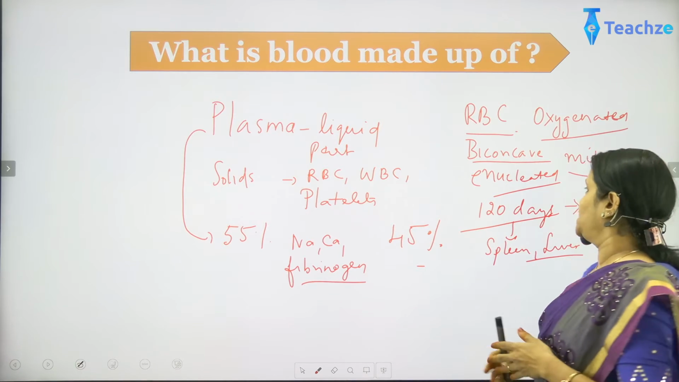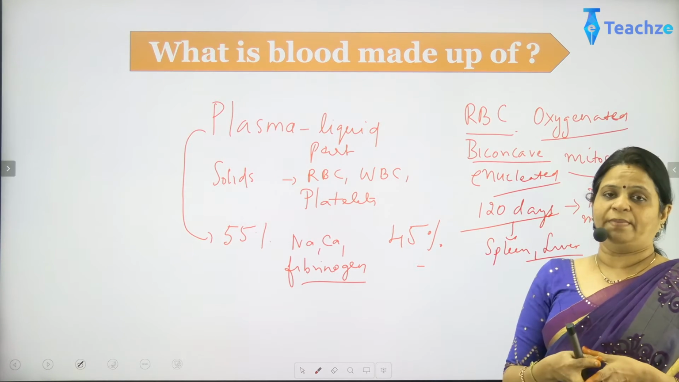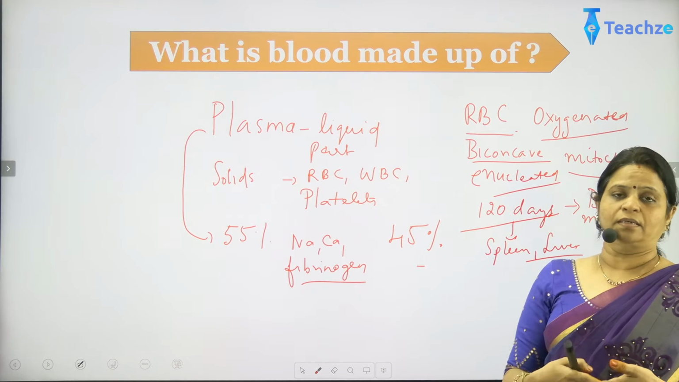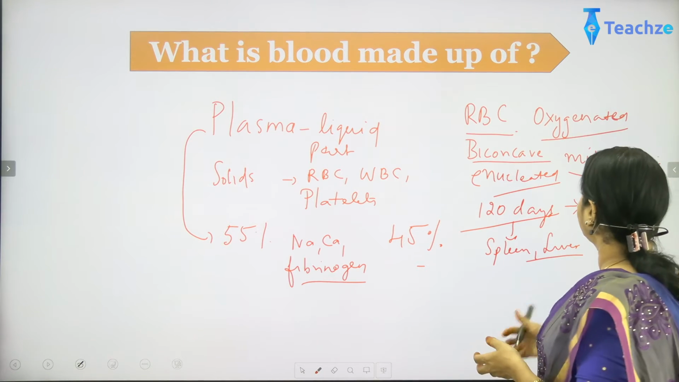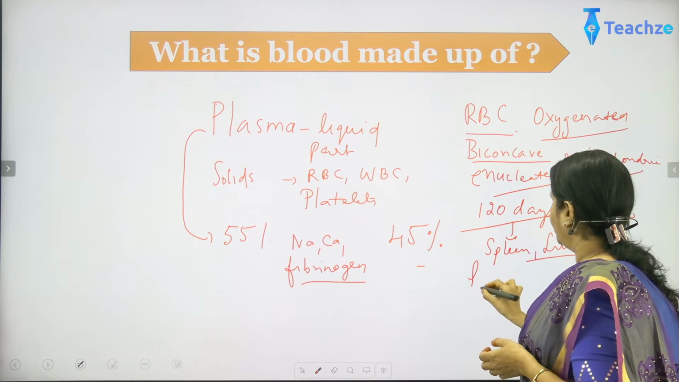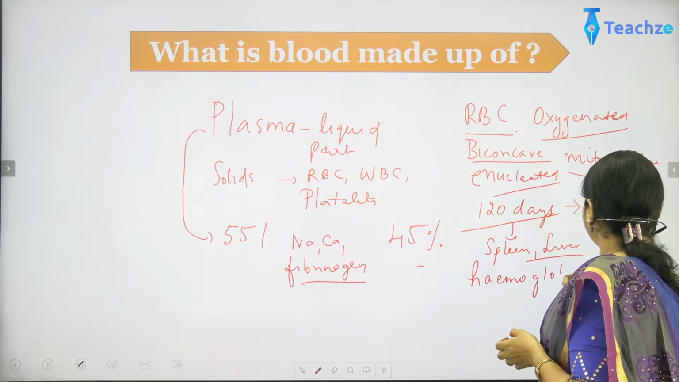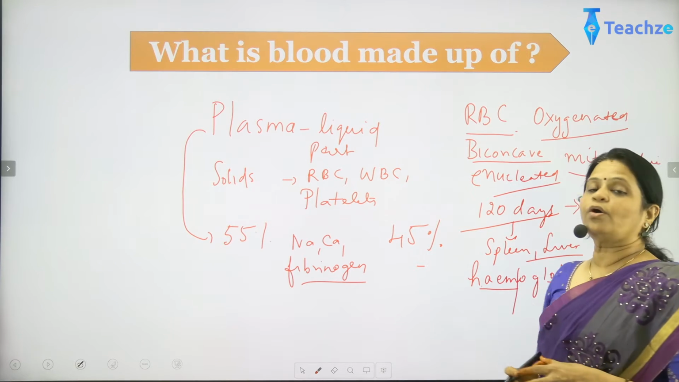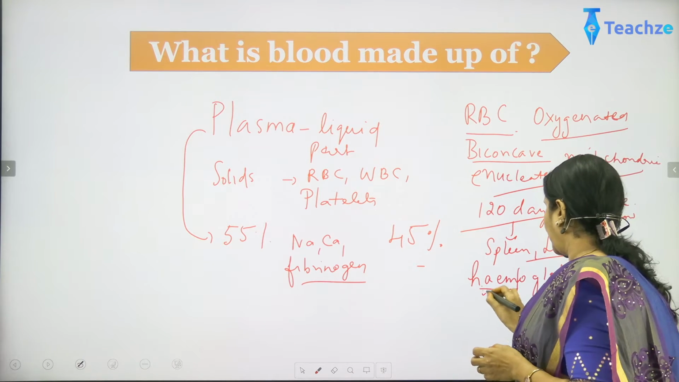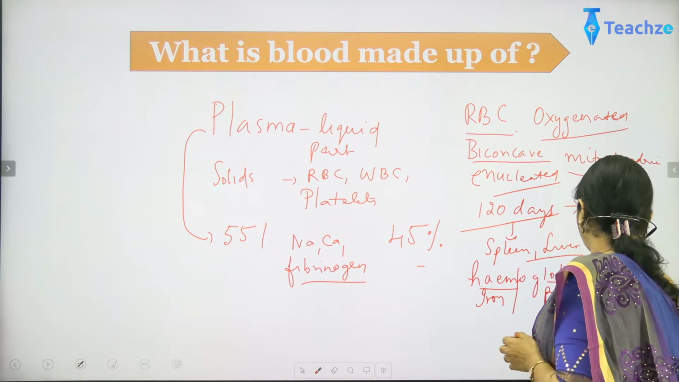Now RBCs contain an important pigment. What is the pigment? We all know blood is red in color. How does it become red in color? That is because it contains a pigment called hemoglobin. Now this hemoglobin is made up of 2 components. One is called the heme component, which is an iron component, and the other one is globin, which is a protein component.